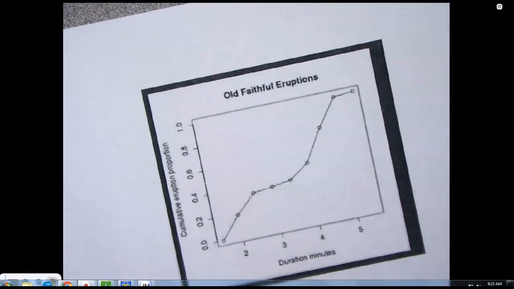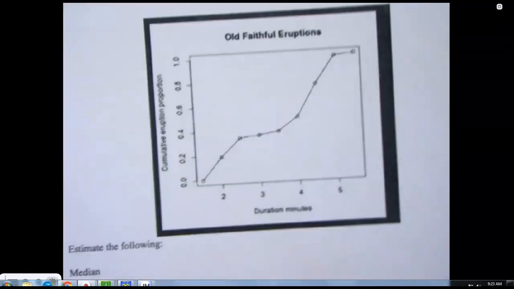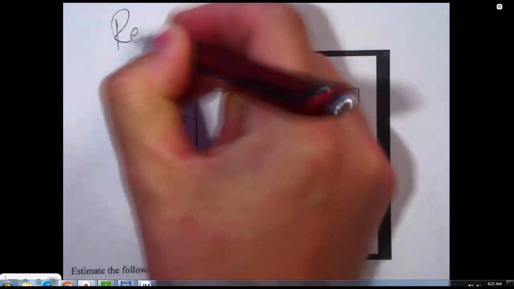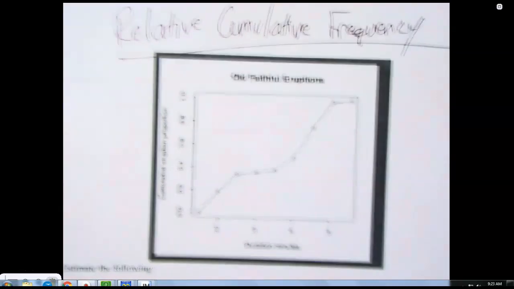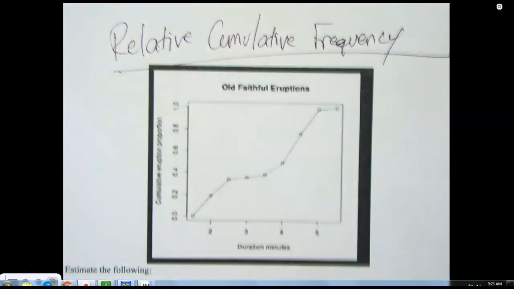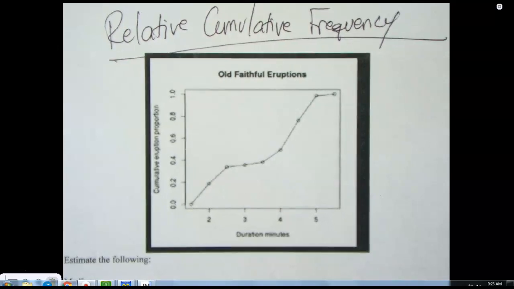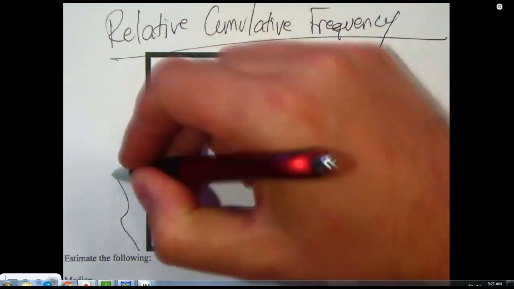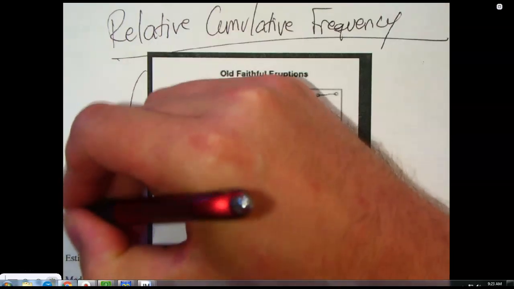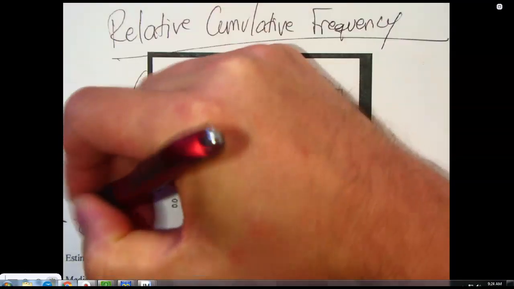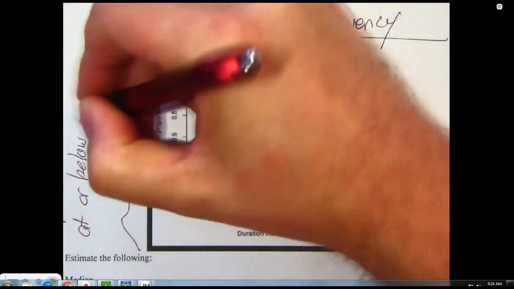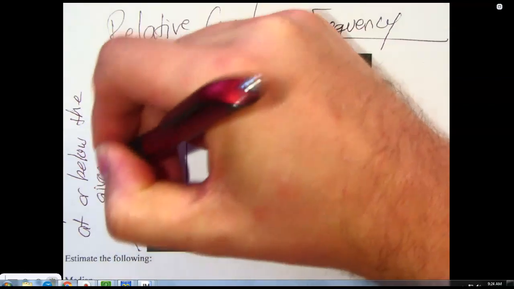Alright, so let's start on the side with the Old Faithful eruptions. These are relative cumulative frequency graphs. And the way you read these is the stuff on the side represents the percent of data at or below the given number.